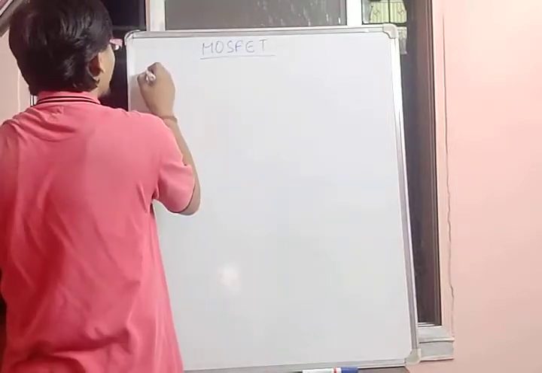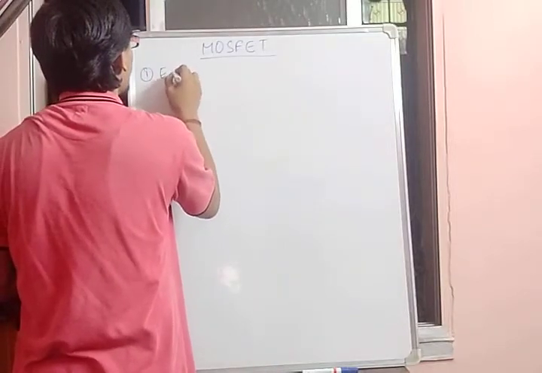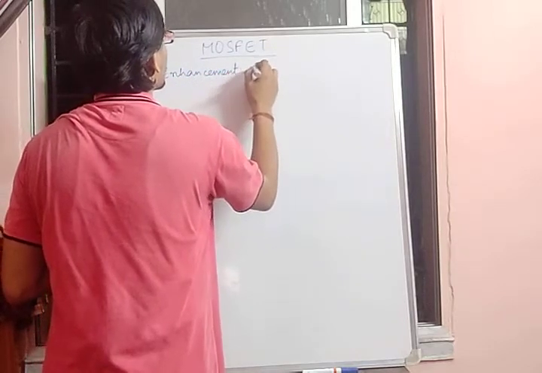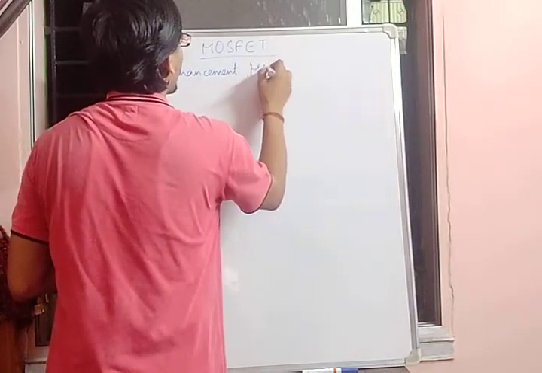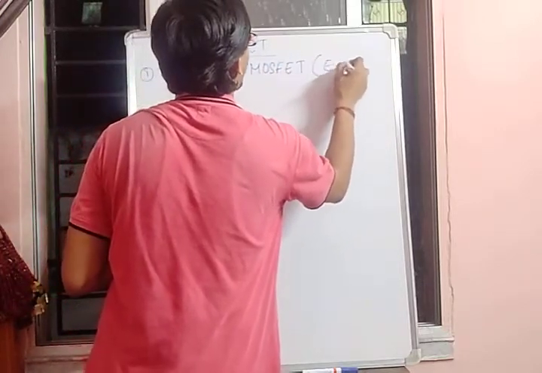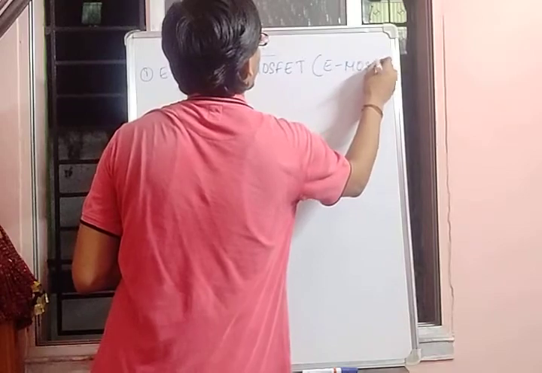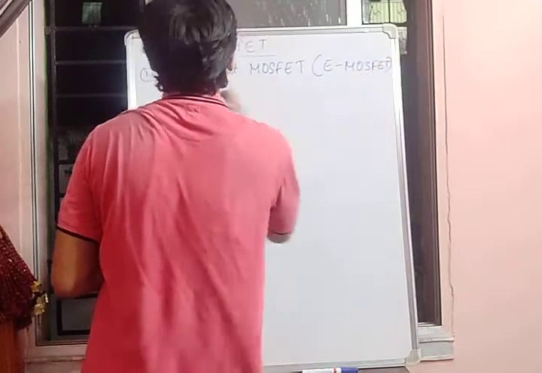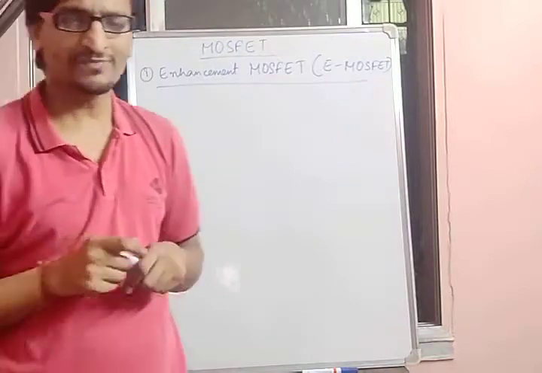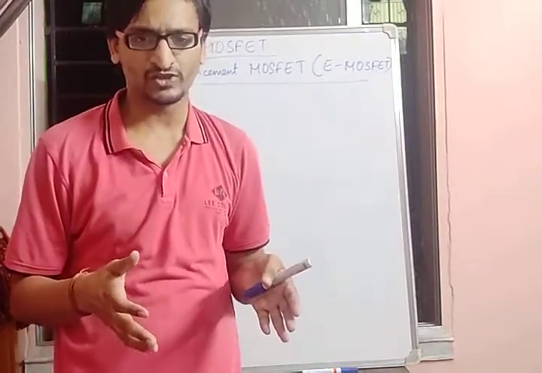In two ways a MOSFET can be operated. First one is your enhancement MOSFET, or in short form it's written as E-MOSFET. Okay, the one which I showed you just now was an enhancement type MOSFET.